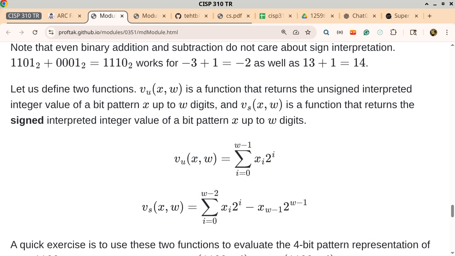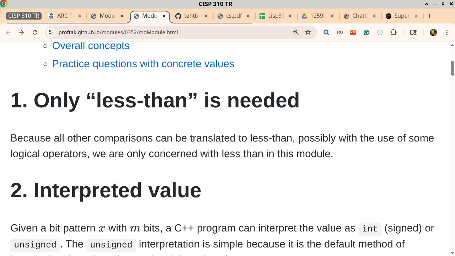These two definitions can be helpful for you to understand, if I give you a certain bit pattern and say interpret this bit pattern as either unsigned or signed, this will give you an idea of how to do it. So that's the very last piece about signed versus unsigned interpretation. After that, we are moving on to binary comparison.